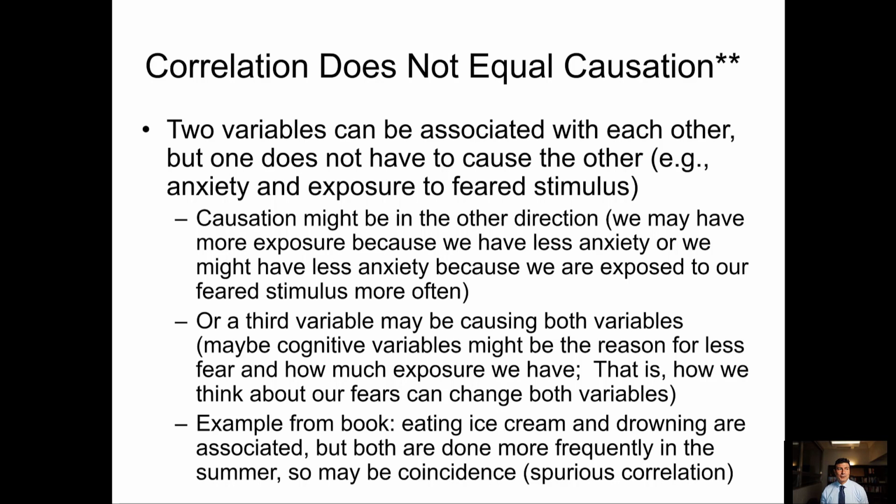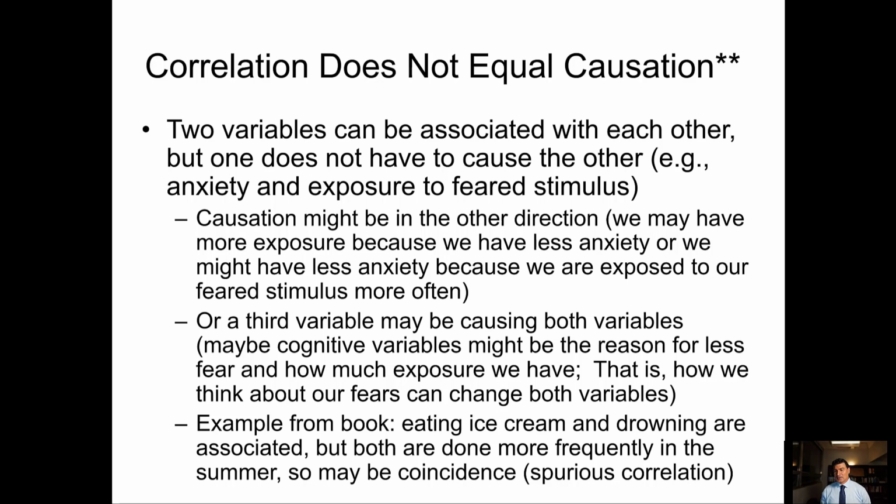One of the most important things that you'll learn in research design classes, and I put 2 stars next to it, meaning it also might be useful for the quiz, is that correlation does not equal causation. So there are situations where variables can be associated with each other, but they don't equal causation. So we might have a third variable, we might have some other reason why these variables are associated.